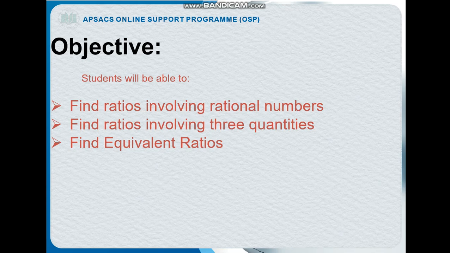Objective. Students will be able to find ratios involving rational numbers, find ratios involving three quantities, and the third one is find equivalent ratios.